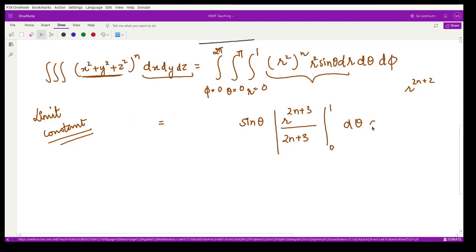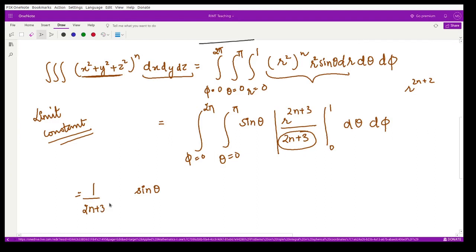And we are left with d theta d phi. Here also the limits of theta are from 0 to pi, and the limits of phi are from 0 to 2 pi. So when you substitute 1 in its place, it would be sine theta, and this is a constant quantity, so it can be taken outside. So 1 by 2n plus 3, and then we have the limits for phi, and then the limits for theta, sine theta, d phi. Now we have 1 by 2n plus 3.